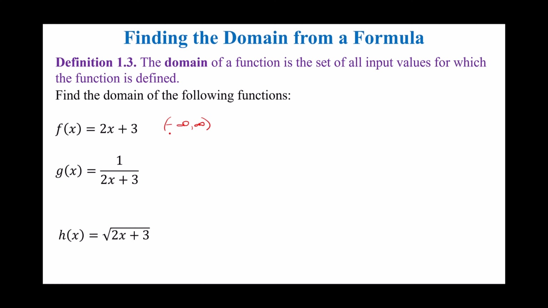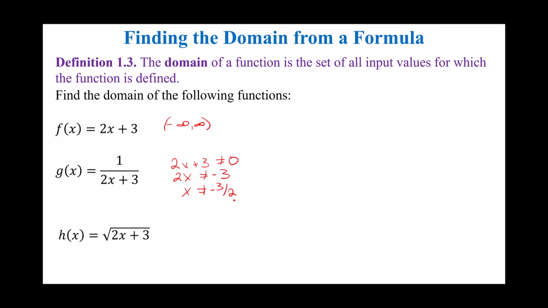If I look at g of x, any real number will work here except for the one that makes me divide by 0. So I know that 2x plus 3 cannot be equal to 0 because then I would be dividing by 0, which is not allowed. So I'm going to solve that equation, and I get 2x cannot be -3. Divide by 2, and I get x cannot be -3/2.